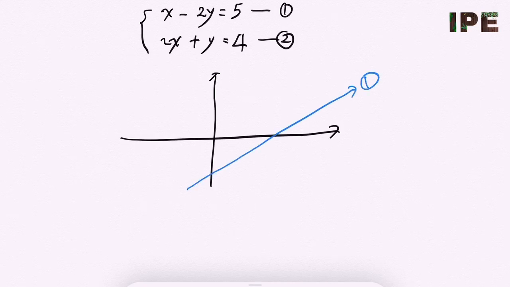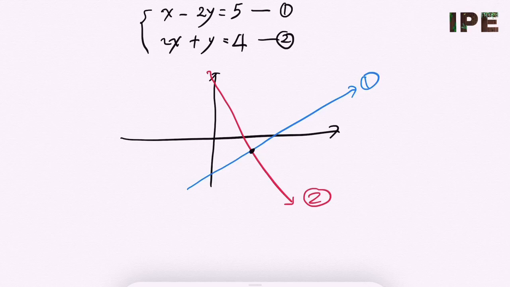Then the second one: the y-intercept is 4, and the slope is negative 2. So something like this. It is the second graph. These two graphs have an intersection point. Where is the intersection point? The intersection point is over here, right?